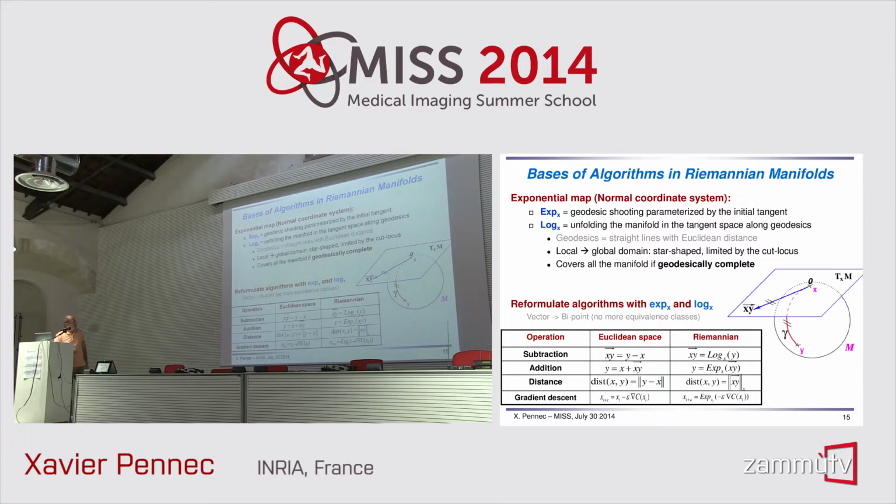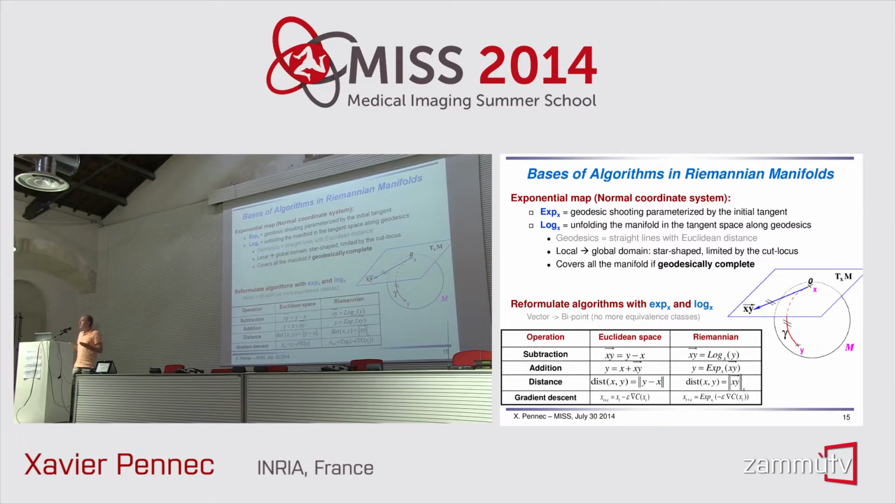Okay, now what does it mean to add a vector to a point? Adding two vectors makes sense if they belong to the same vector space, but adding two points, does it mean something? Can you think of adding two positions on the Earth? It doesn't make sense. What we can add is a vector to a point. Adding a vector to a point means that we start with a point and we shoot along the geodesic which has this tangent vector. So that is the exponential.